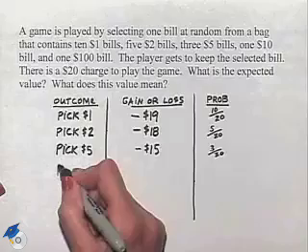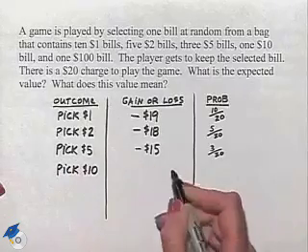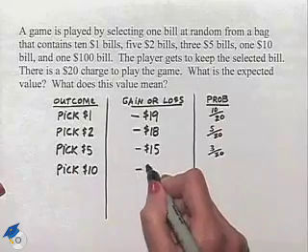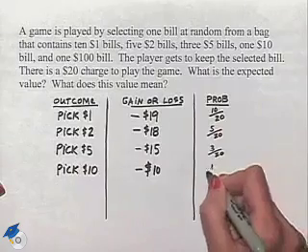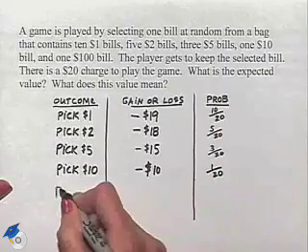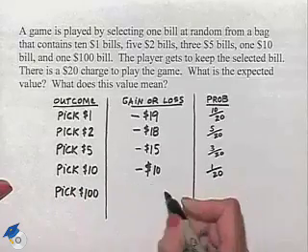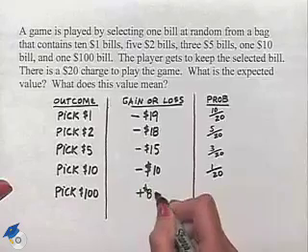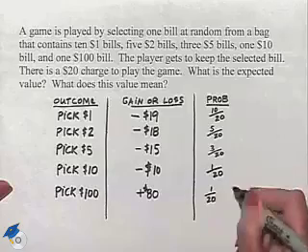We could pick the $10 bill out, and there's only one $10 bill, just make note of that. That would end up being a loss of $10, and we have 1 out of 20 probability. And we could pick out of here the $100 bill. That would end up being a gain of $80, and probability is going to be 1 out of 20.